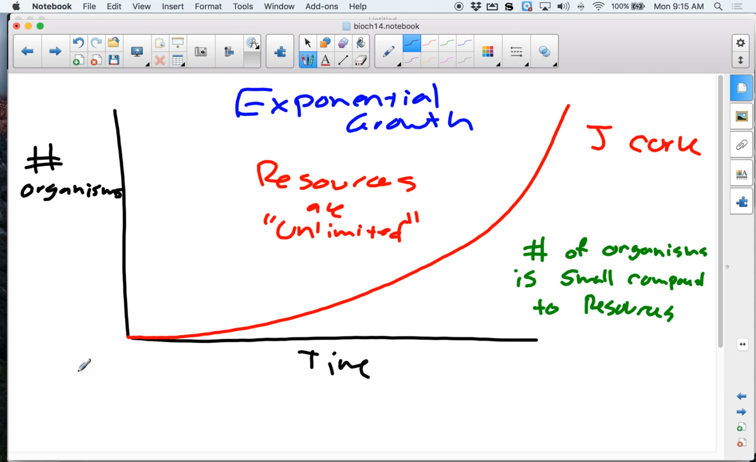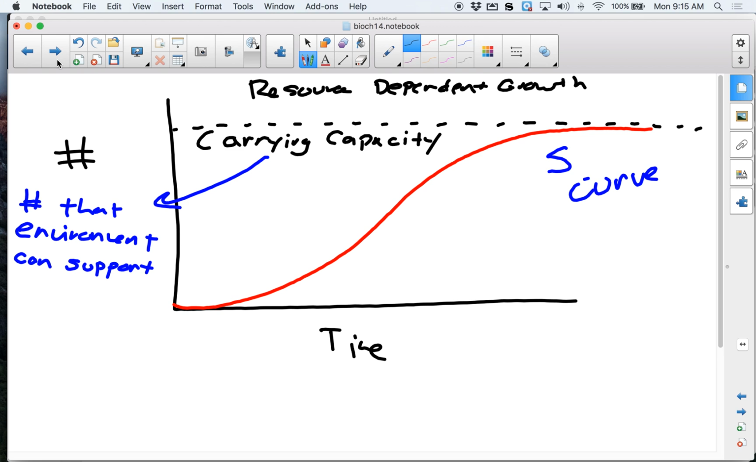Now, to compare that to the other main type of growth, called resource-dependent growth, in this case we see high growth at the beginning, and then it levels off. And this is what the human population is doing. So the human population now is going towards a resource-dependent growth.